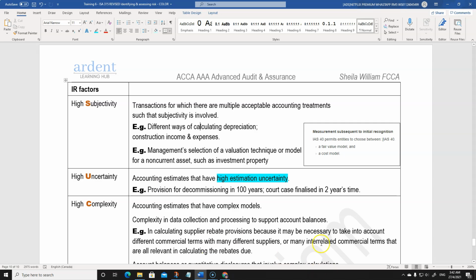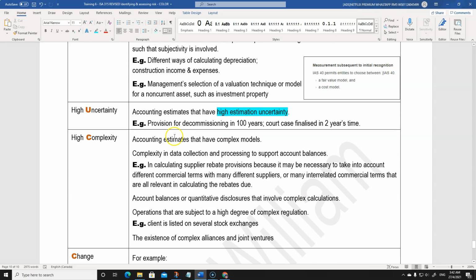Court case finalized in 2 years' time. So you won't be able to know how much the provision for the legal claim would be. But at least that is 2 years and not 100 years. High complexity, where you've got an accounting estimate that makes use of models. Like, for example, in the case of the fair value of the share options at the grant date. So there you'd be making use of an options pricing model. Whenever you use these complex models, there is complexity involved.